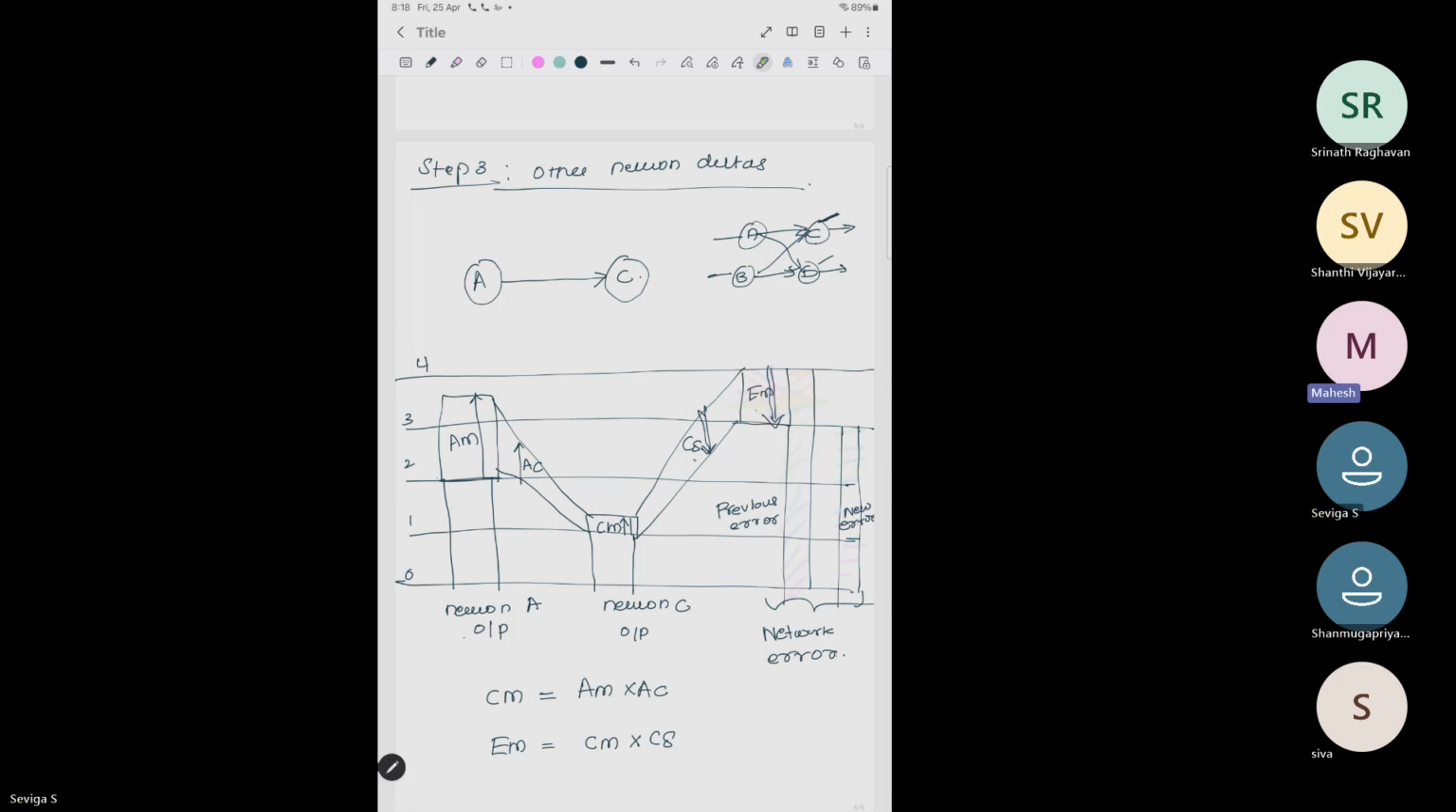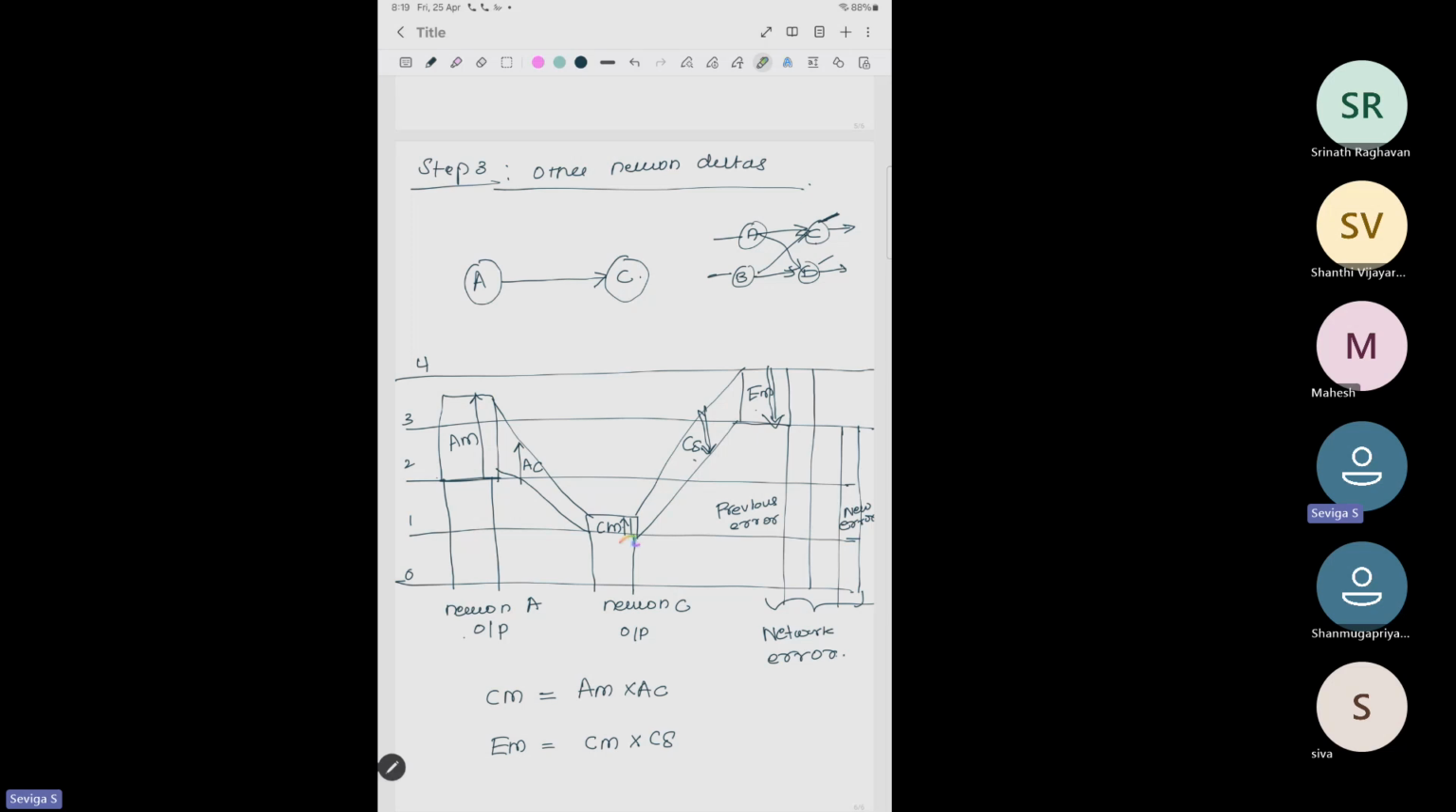On the left hand side, AM into AC. Let's go step by step. This is what we are seeing in this diagram. The previous error gets reduced by the change in the error. The change in error is negative, so the new error is reduced. This portion is okay. Now let us see this.